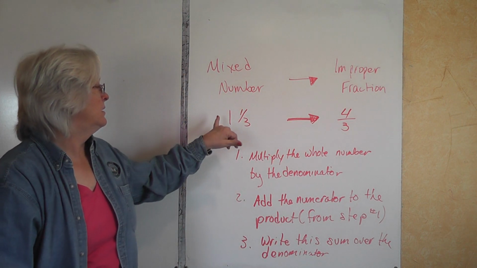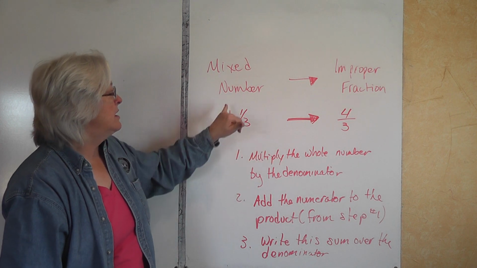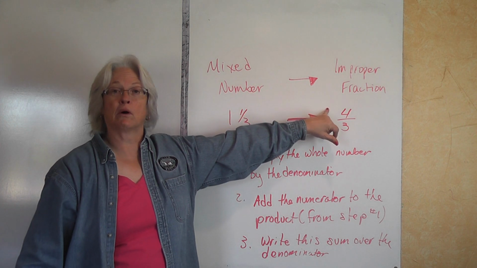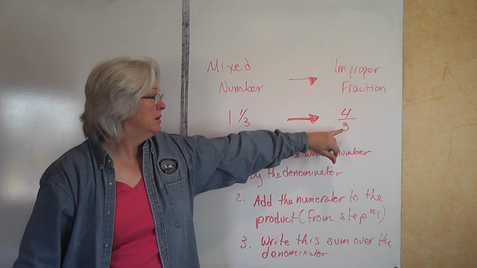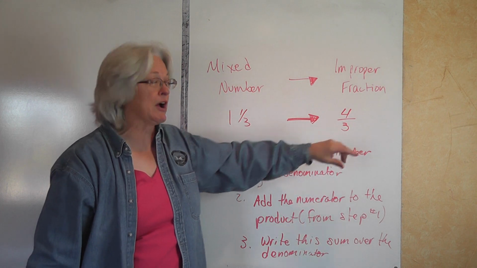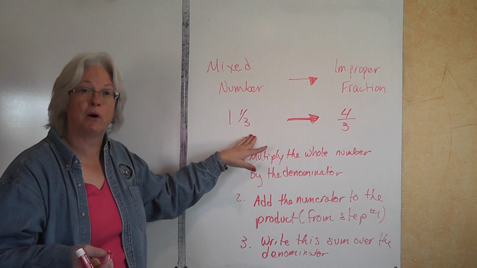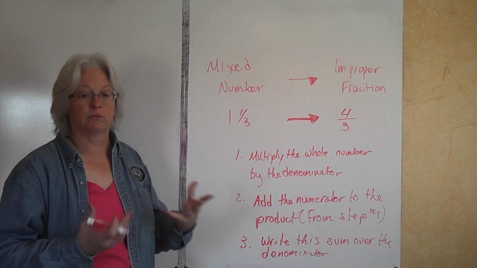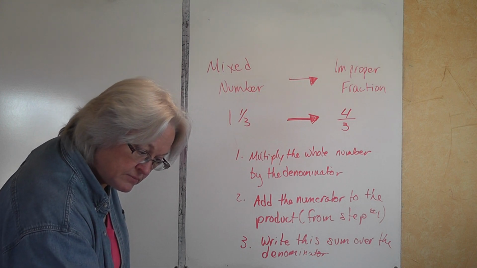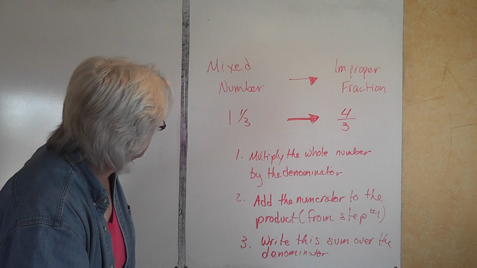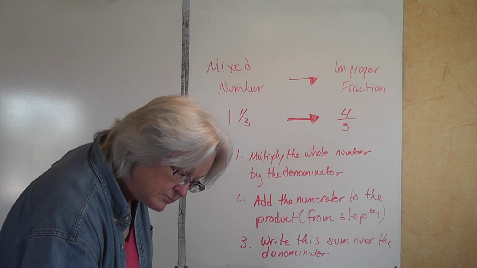What is this saying? Multiply this whole number by the denominator. 1 times 3 is 3. Add the numerator to get 4. That becomes the numerator of your improper fraction. The denominator of the improper fraction is the same as the denominator of the fractional part of your whole number. What does that mean? In actual usage, let me give you an example.